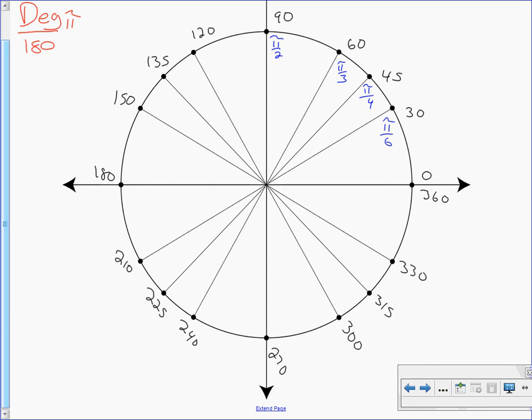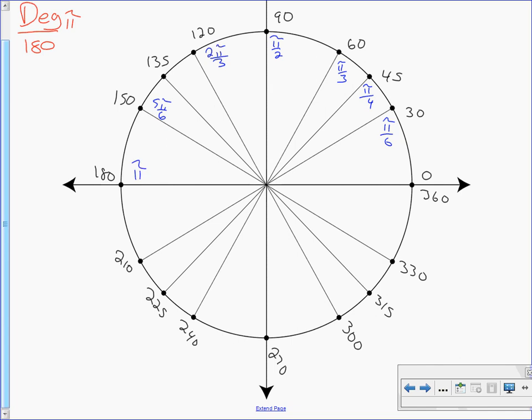Do you agree? I want to show you something real quick here. Each time you go up 30 degrees, did you notice that you went up 1/6? 1/6, 2/6, same thing as 1/3. 3/6, same thing as 1/2. If I go another 30 degrees, it's 4/6, which was 2 pi over 3. Another 30 degrees, it was 5/6, so 5 pi over 6. You see that little trick there? Every time you go up by 30 degrees, you're going up by 1/6.